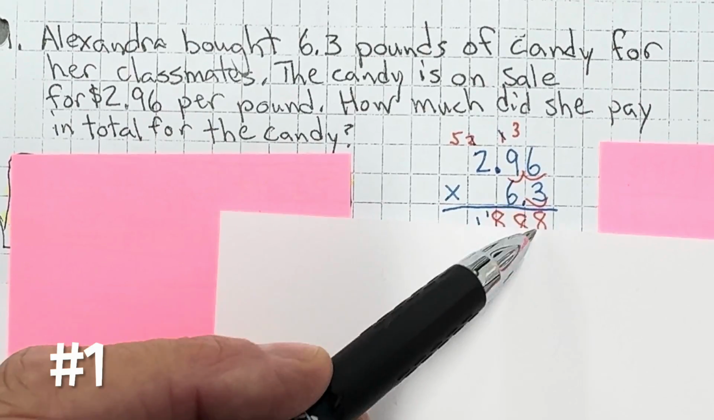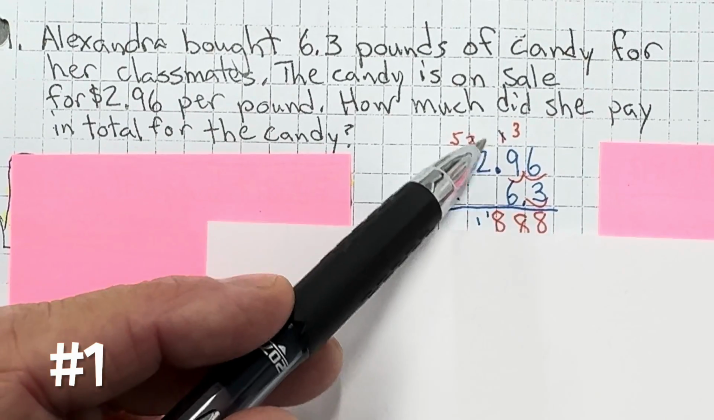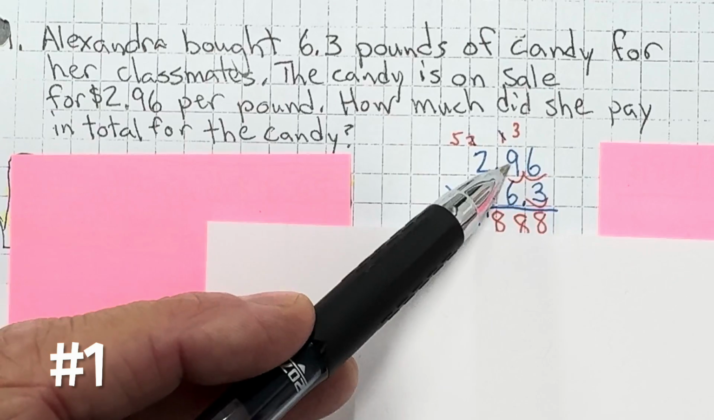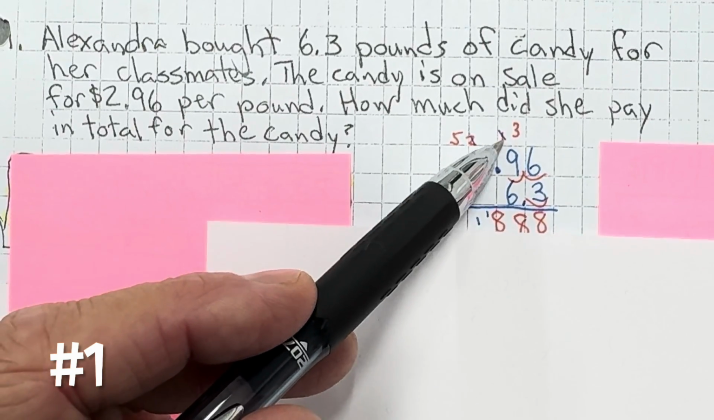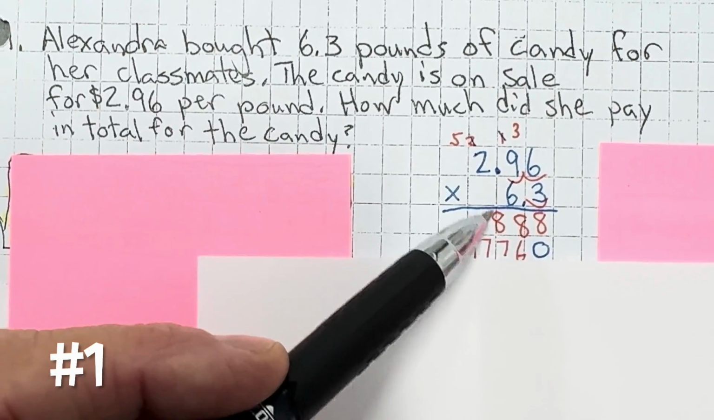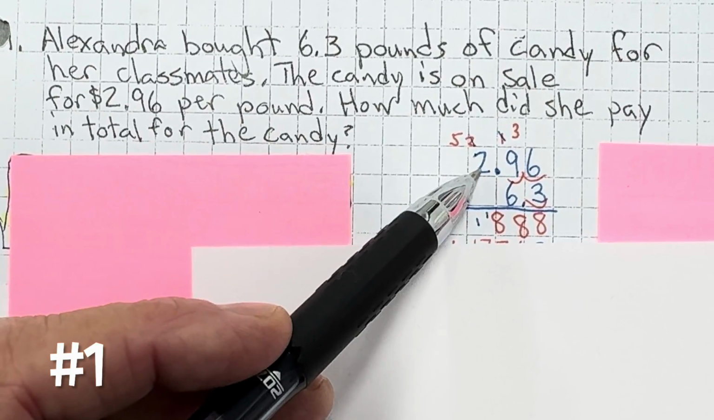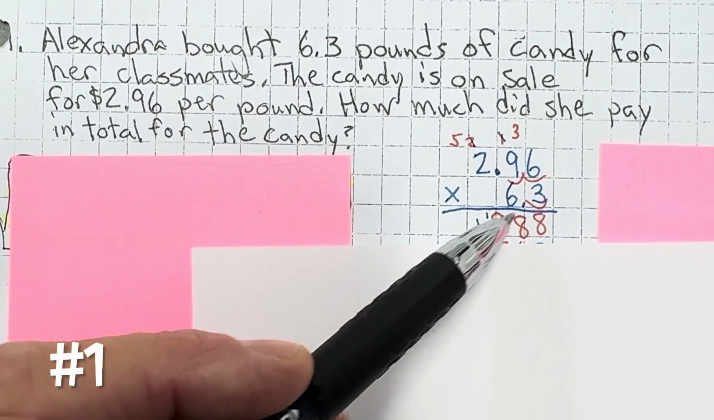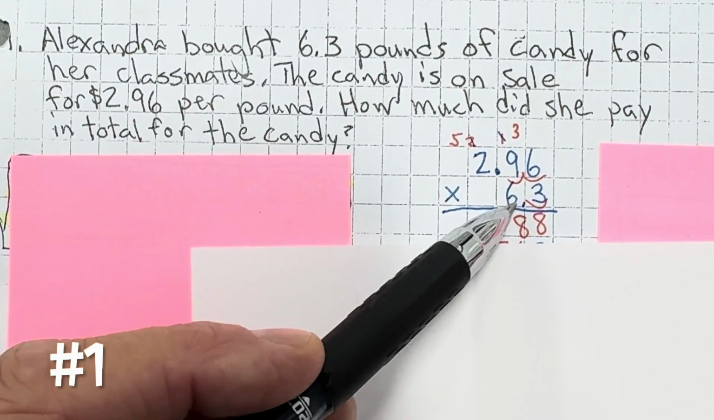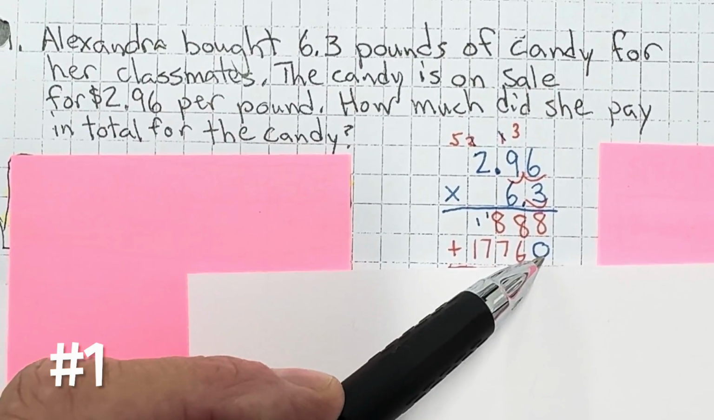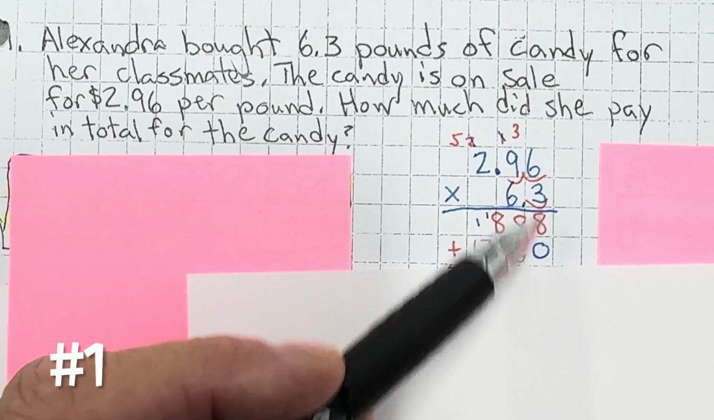3 multiplied by 6 is 18. Regroup the 1. 3 times 9 is 27, plus 1 is 28. Put the 8, regroup the 2. 3 times 2 is 6, plus 2 is 8. Now I'm going to the next place value, so I have to put a placeholder for this tens place.